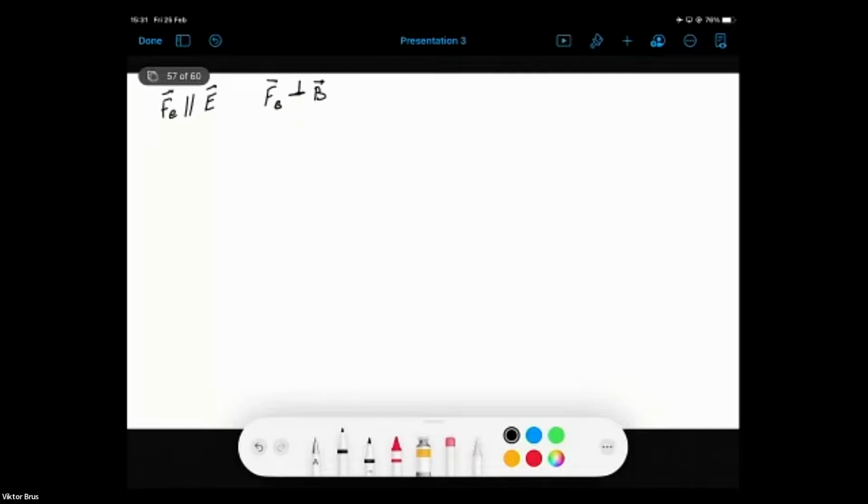So another important feature is that electric force acts on any charges, meaning stationary or mobile. However, magnetic force acts only on mobile charges. So the magnetic field cannot act on stationary electric charges as electric field does.